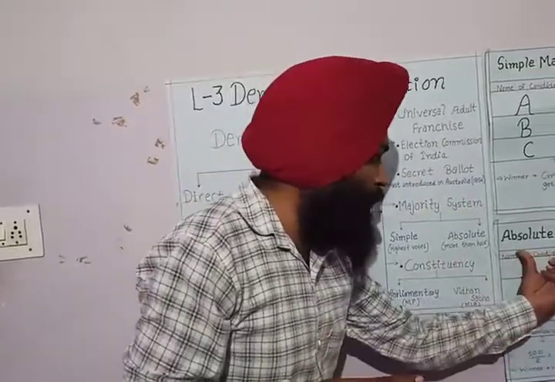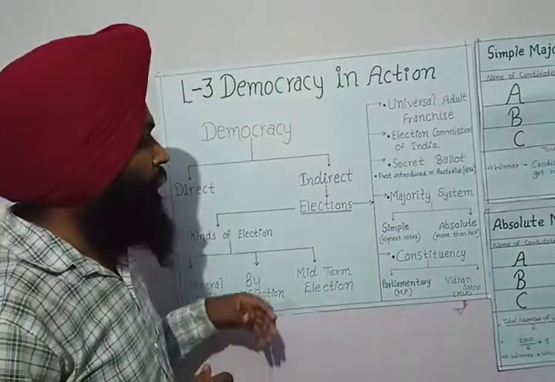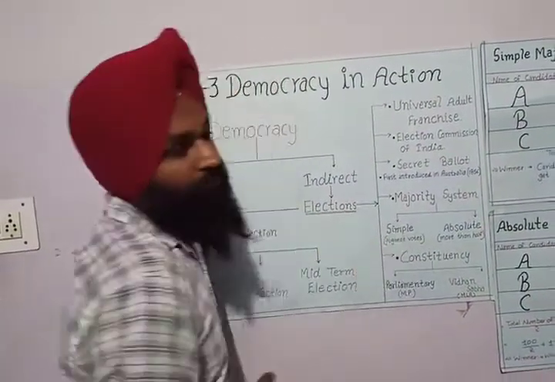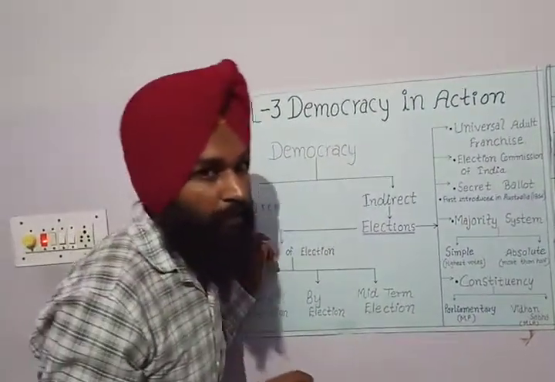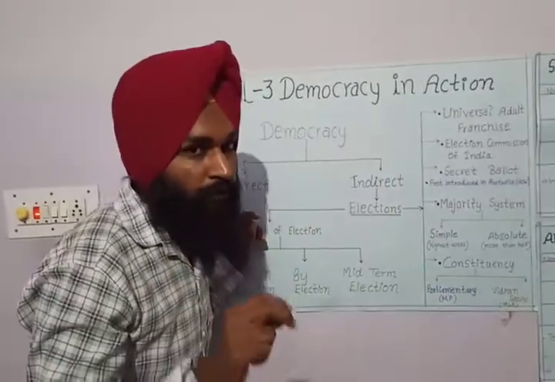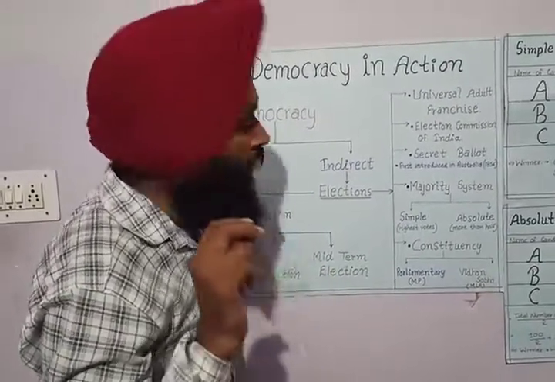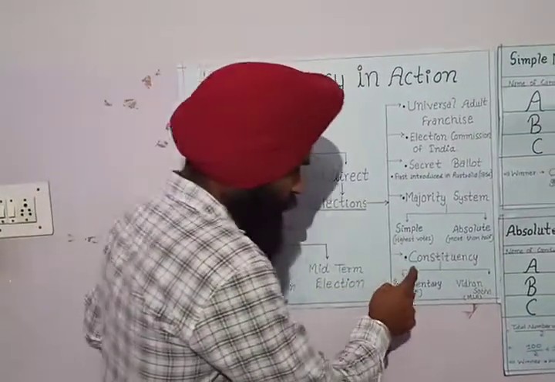Okay, so we are following the absolute majority system in the parliament. In the general elections we are just using the simple majority system, means whoever gets more votes, that candidate will be elected for the post of MLA or MP. Clear? Now next is constituency.